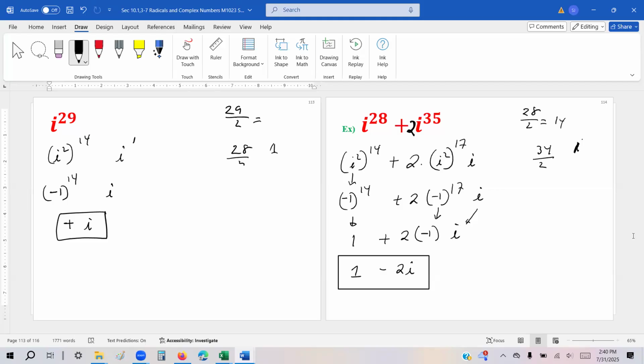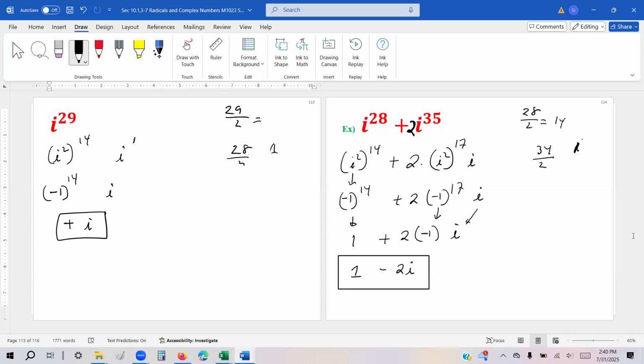So the remainder is always going to be i. How would 29 work? It's 28 and i. 28 is i squared, 14 times, and a single i. An odd power means the answer has to be i, either positive i or negative i. It has to be i.